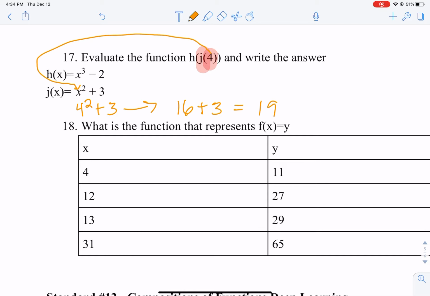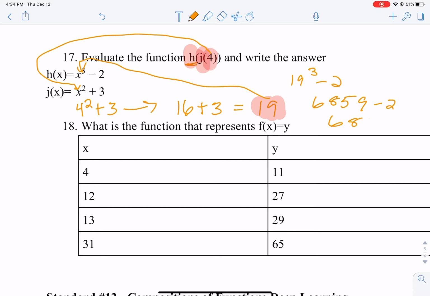Okay, now I'm going to take 19 and plug it into h, the next one. So 19 goes in here. So this would be 19 cubed minus 2. All right, we got to figure out what 19 cubed is because it's not nice. So I'm going to do this on the calculator. I get 6859. So it's 6859, and then I subtract 2.